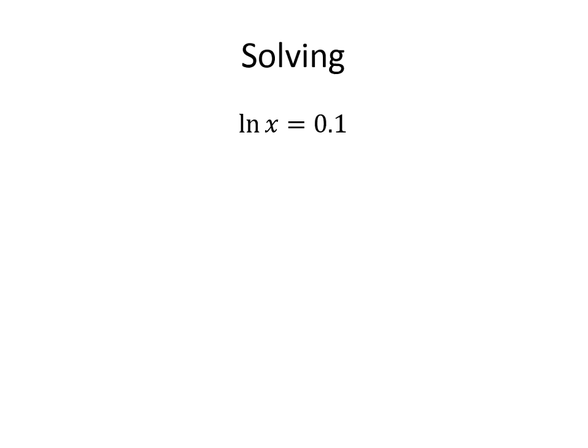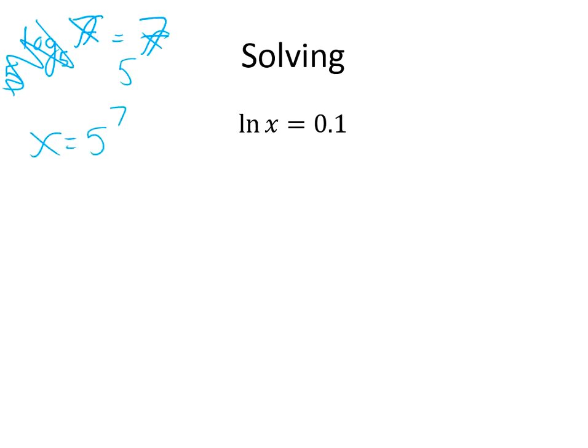Now solving, you're going to do the same thing. If you remember when we were doing logs, if it was log base 5 of x is equal to 7, to find that we would take both sides to the base. So it'd be 5 to the power of log base 5 of x, and that would equal 5 to the 7th. This disappears, leaving us with just x is equal to 5 to the 7th.